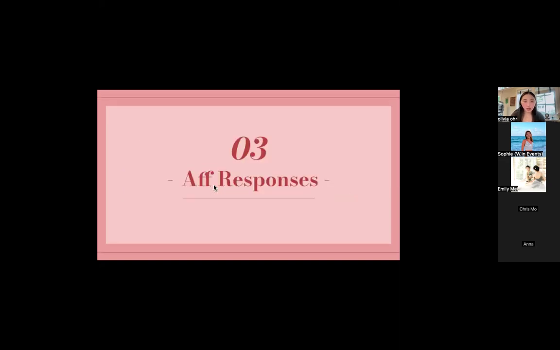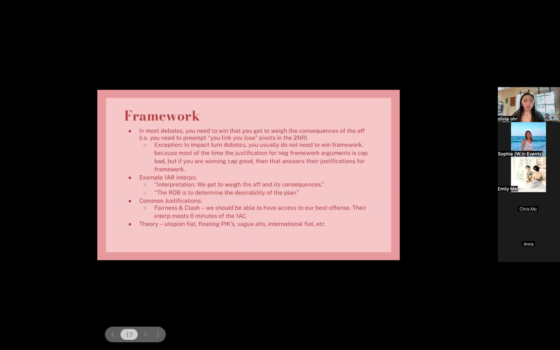Next, we're going to be talking about AF responses. So first we have framework. In most debates, you will need to win that you get to weigh the consequences of the AF against the critique. So this just means that you have to preempt the you link, you lose pivots in the 2NR. So you should always first ask in cross-ex what their framework interpretation is.